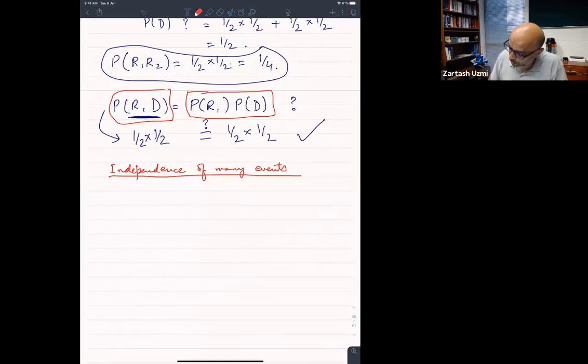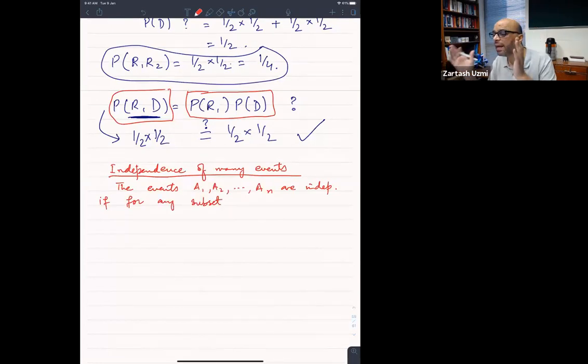Okay. So, independence of many events. The events A1, A2, all the way up to An are independent if, for any subset... these are n events. And if you take any subset of these events, let's say you take A1, A4, and A7, they should all be independent.